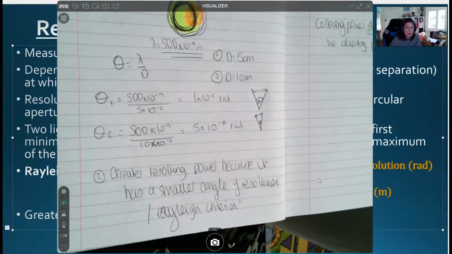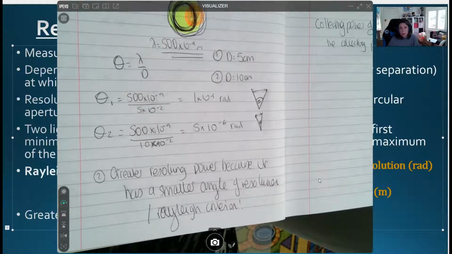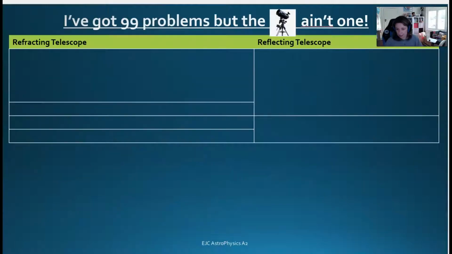Right, great. Let's make some absolutely massive telescopes then, shall we? Well, that comes with its own problems. So you want a big telescope, brilliant, but it comes with some issues. So we're just going to go through those issues now. You can just watch it and then at the end write down the table if you like. So what are those issues?